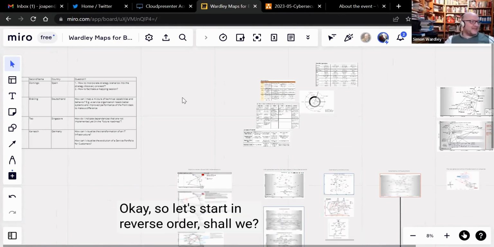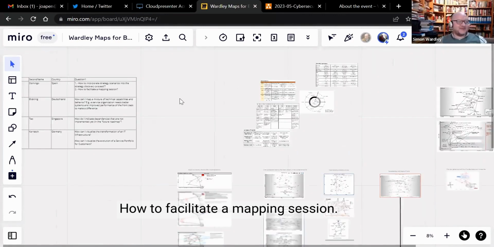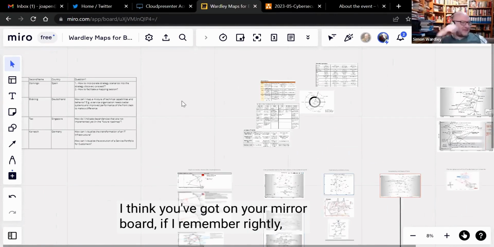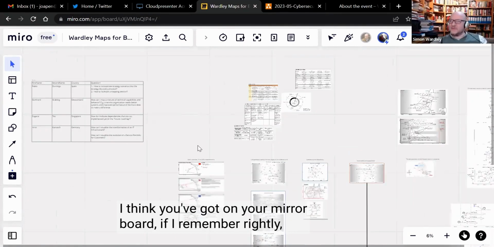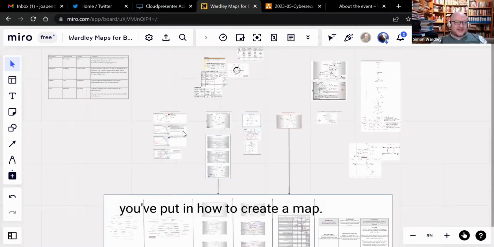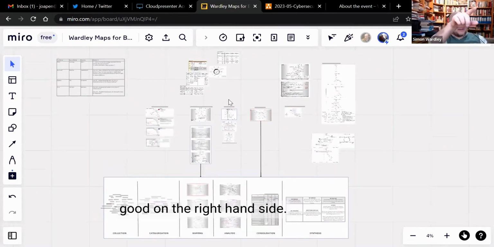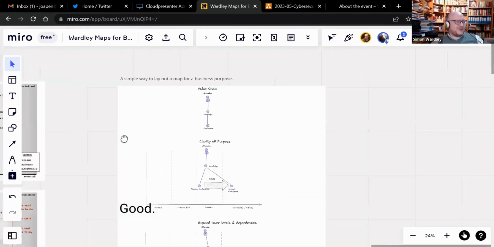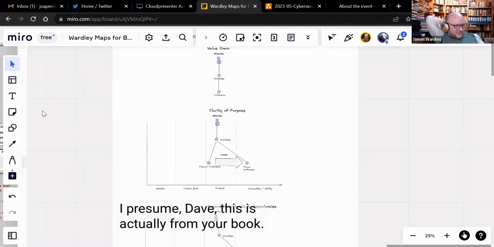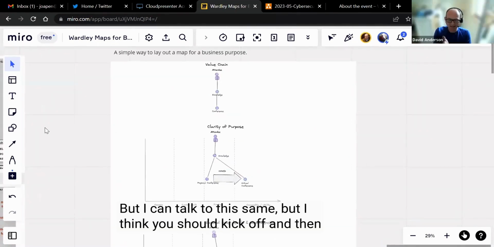Yes. Okay. So let's start in reverse order, shall we? How to facilitate a mapping session. I think you've got on your Miro board, if I remember rightly, you put in how to create a map. Can you expand on that a little bit? Because that looks really quite good. On the right-hand side. There we are. Good. I presume, Dave, this is actually from your book. Is this right? Yes, yes. But I can talk to this, Simon, but I think you should kick off and then I can jump in.